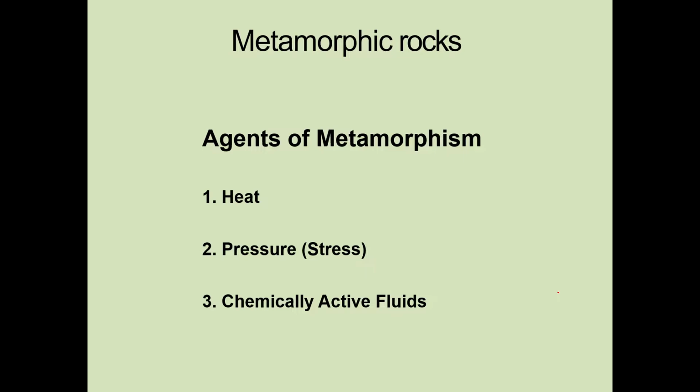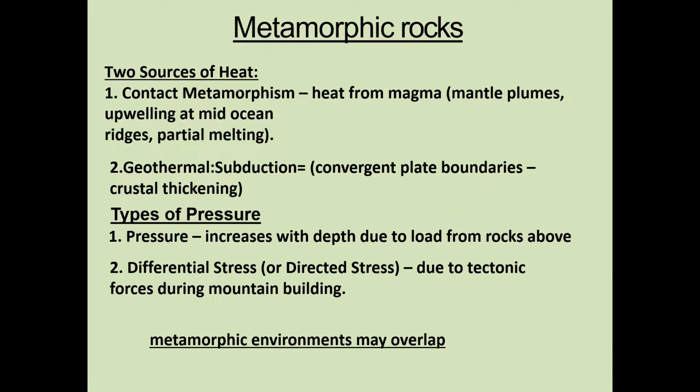Metamorphic rocks. The agents of metamorphism are heat, pressure or stress, and a chemically active fluid. When metamorphism is taking place, the sources of heat can be from magma, from mantle plumes, upwelling at mid-ocean ridges, or partial melting of the area near the magma chambers. Geothermal energy is also part of it.